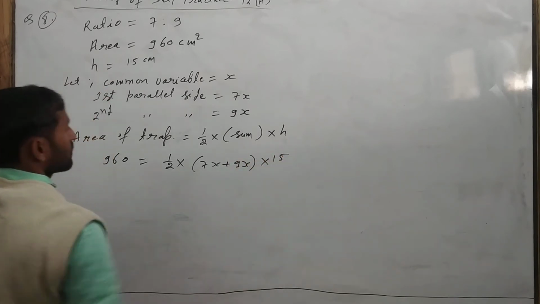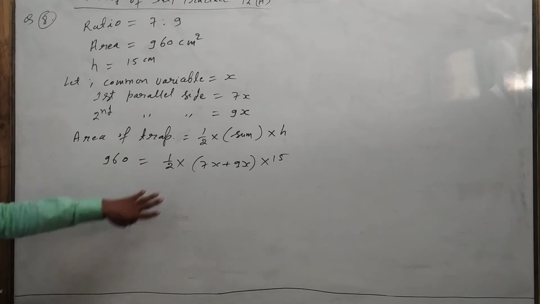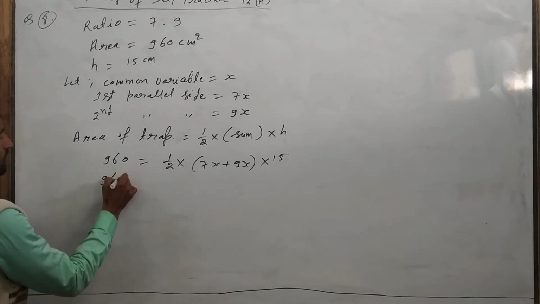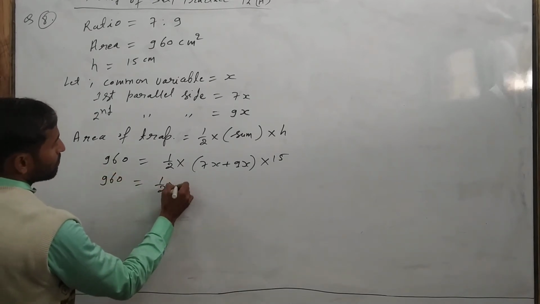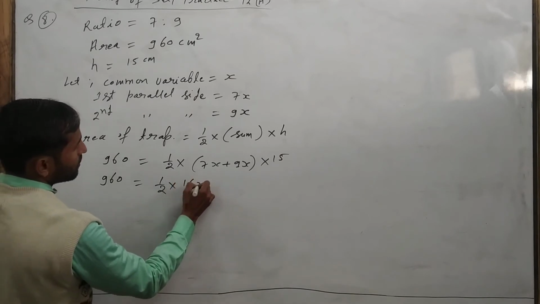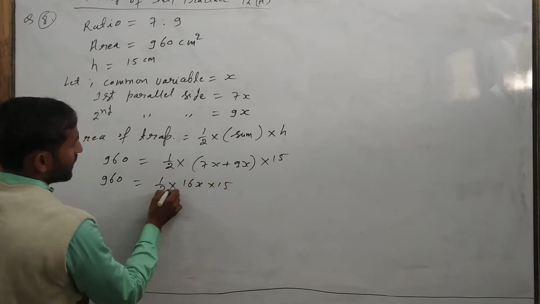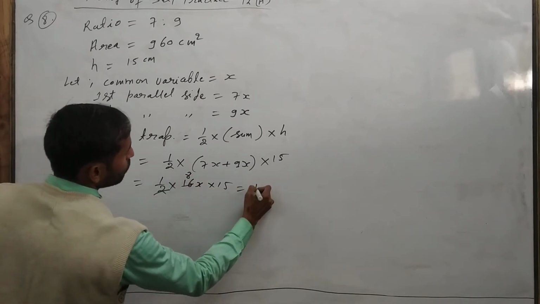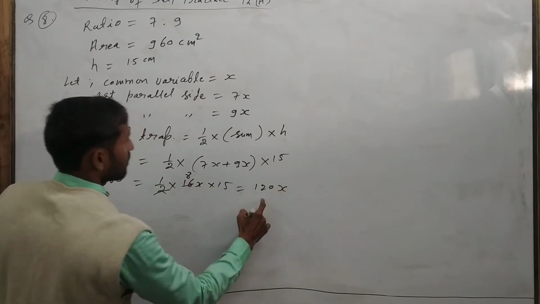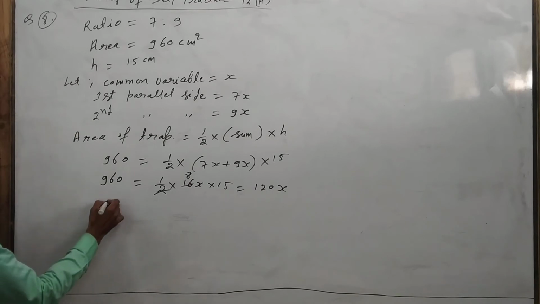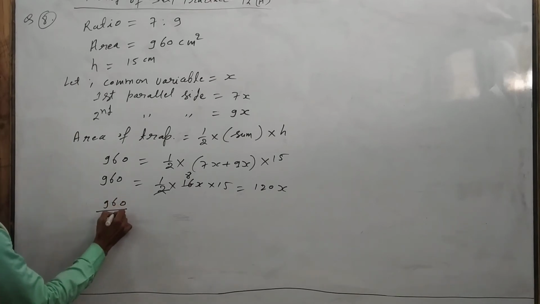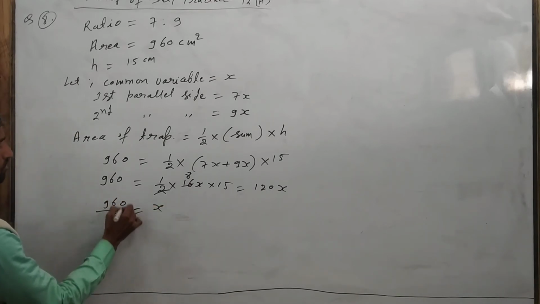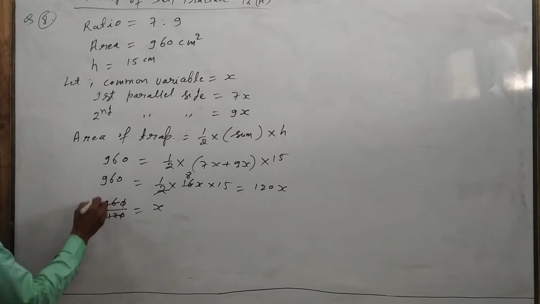Now we have to solve it as a linear equation. So 960 equal to half into 7 plus 9, meaning 16x, into 15. Now we will cancel out, it will come 8x. So 8 into 15 will come 120x. Now this 120 will divide here. So 960 upon 120 is equal to x. 0 will cancel, and 12 8s are 96.